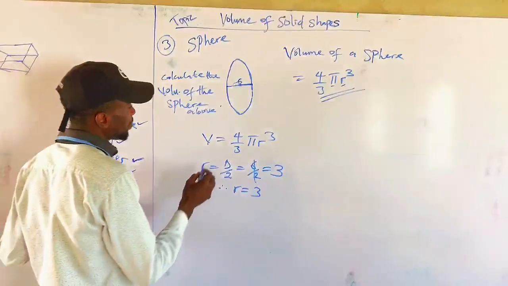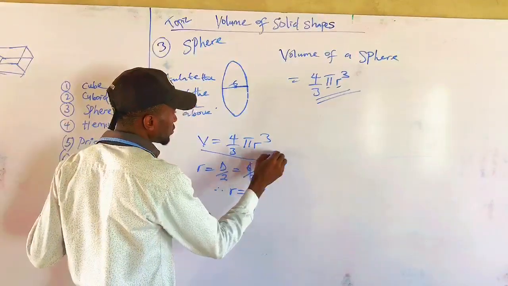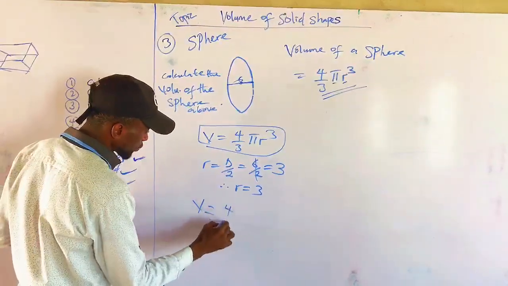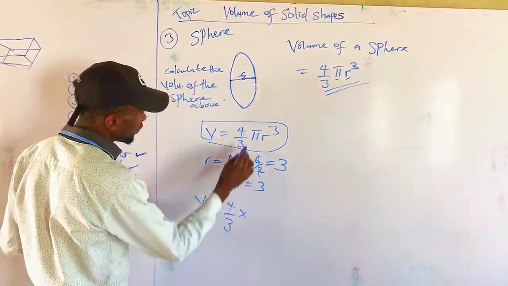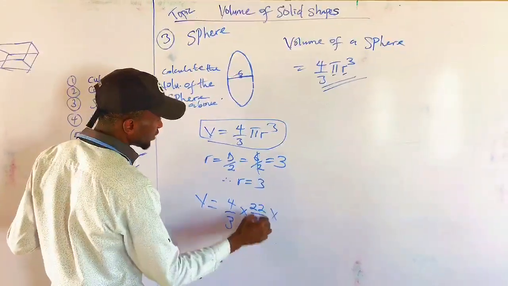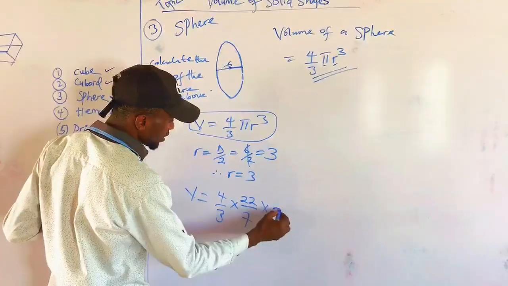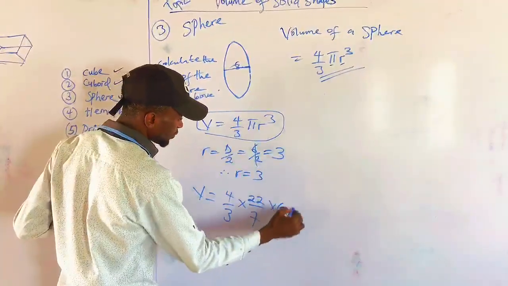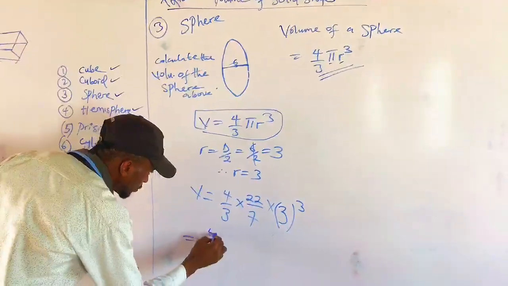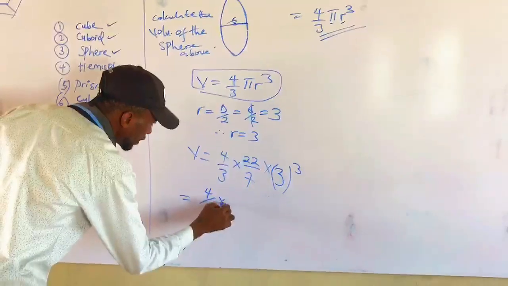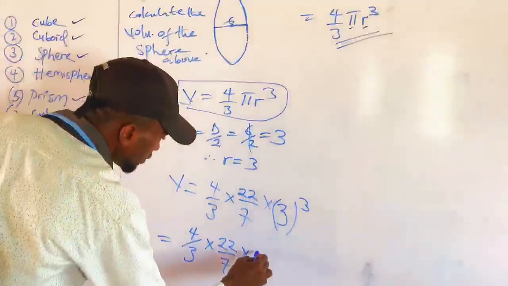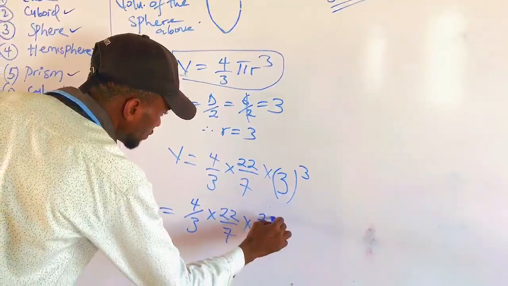Now, by the time we apply our radius equal to 3 into this formula, we have V equals 4 over 3 times the value of our pi, which is 22 over 7, then times the value of our radius, 3, raised to the power of 3. This will now be equal to 4 over 3 times 22 over 7 times 3 raised to the power of 3, which is 27.